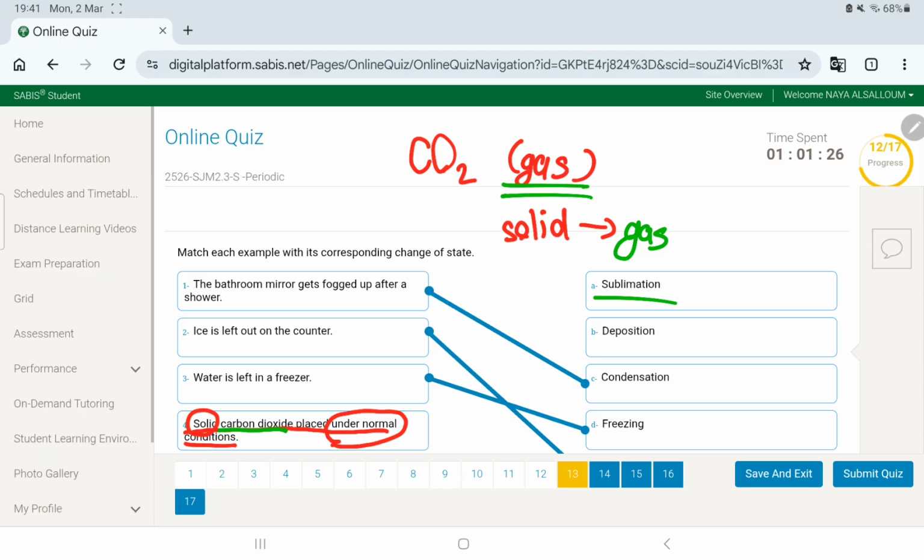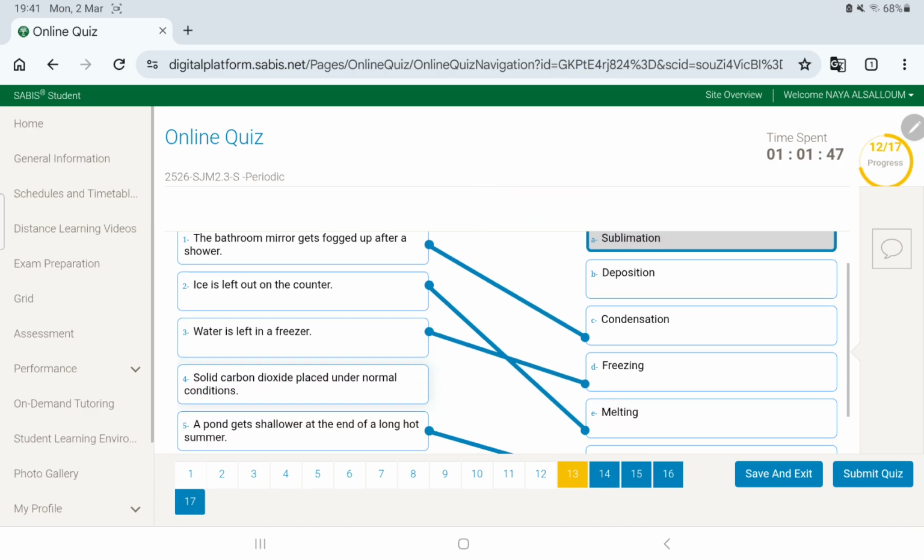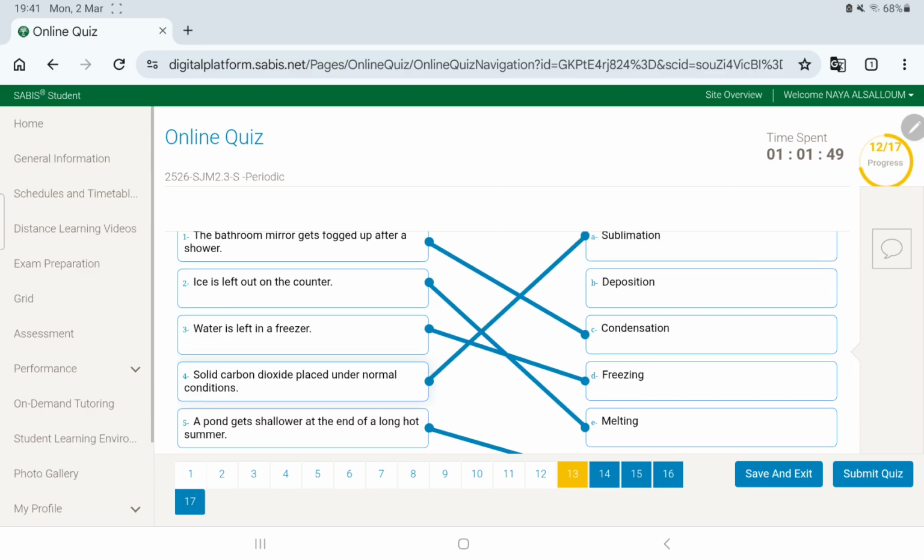Here, either way, just for more explanation, the solid carbon dioxide is placed under normal conditions, which is the gas, sublimation. Solid, skip liquid, and then turns into a gas, that is sublimation. So here, solid carbon dioxide.